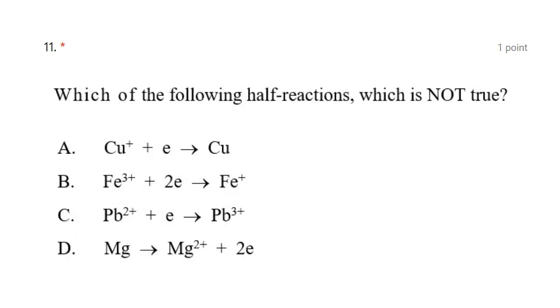Which of the half equations is not true? It means that they are false. Okay, so Cu+ gains 1 mole of electron to become Cu, correct. Fe3+ gains 1 electron to become Fe2+, correct. Pb2+ gains 2 more electrons. Basically, the answer supposedly is Pb. Magnesium, if it loses 2 electrons, will become Mg2+. So the answer is C.